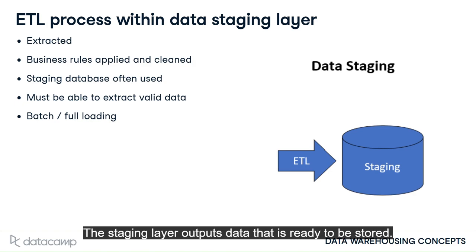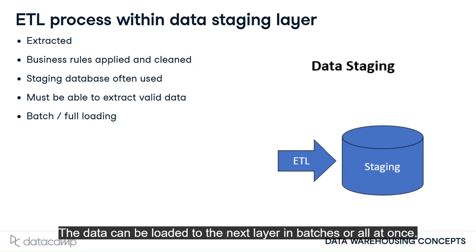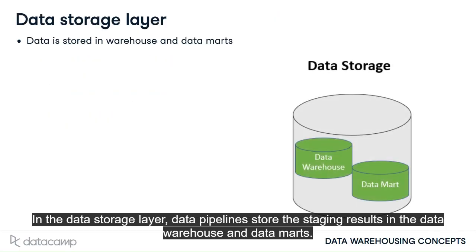The staging layer outputs data that is ready to be stored. The data can be loaded to the next layer in batches or all at once. In the data storage layer, data pipelines store the staging results in the data warehouse and data marts.